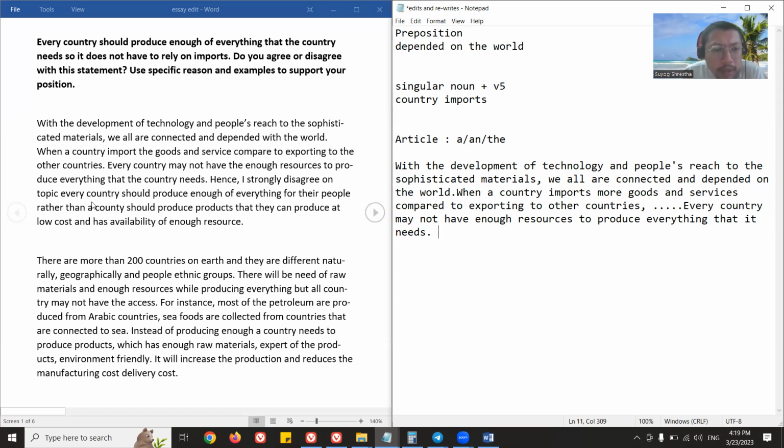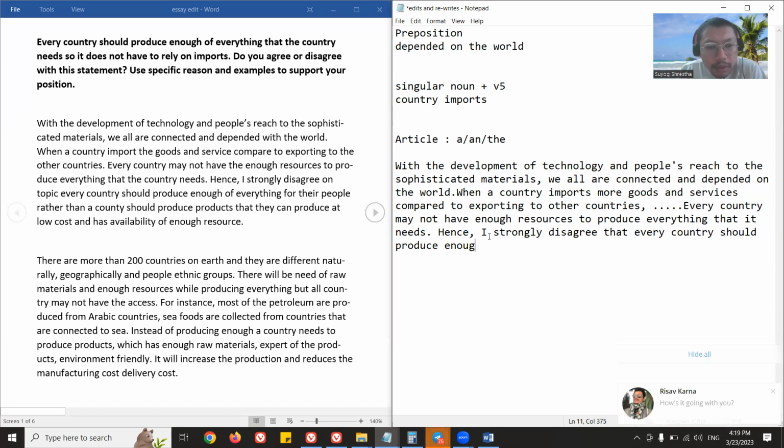Then, hence, I strongly disagree on topic every country should produce enough of everything for their people rather than a country should produce products that can produce at low cost and has availability enough resources. So there is a lot of things wrong about this sentence, so I'm just going to rewrite, right? So hence, sorry about that, hence I strongly disagree that every country should produce enough of everything for its people. Yeah, something interesting, right?